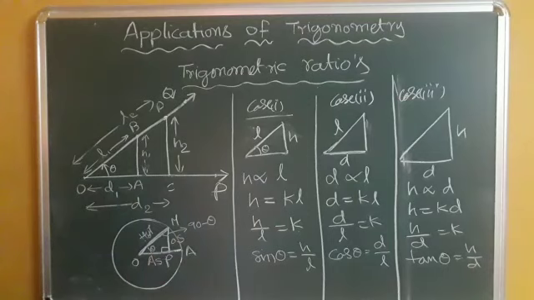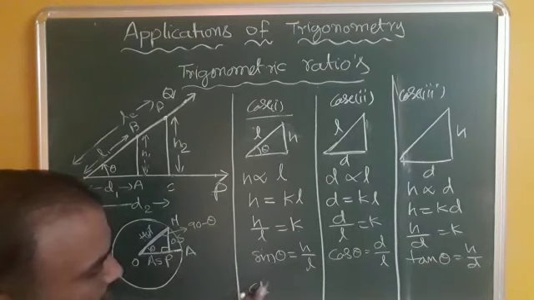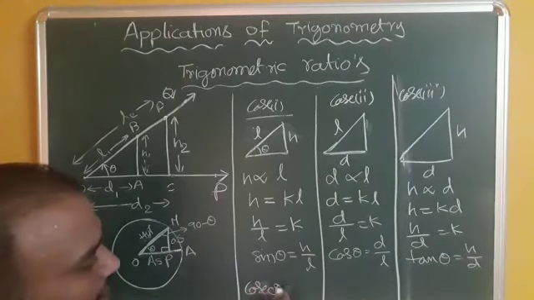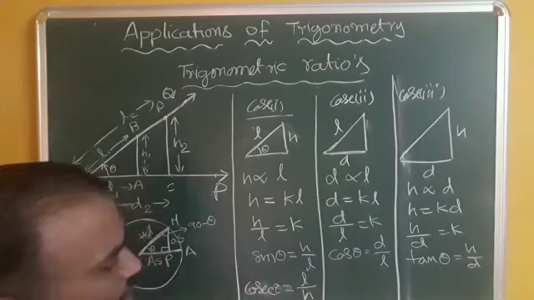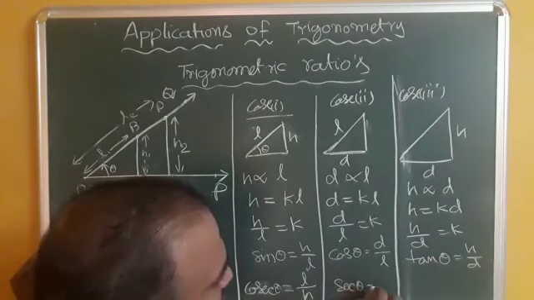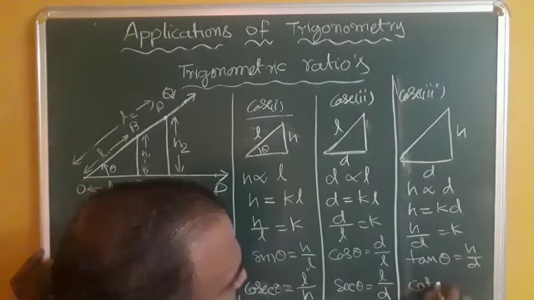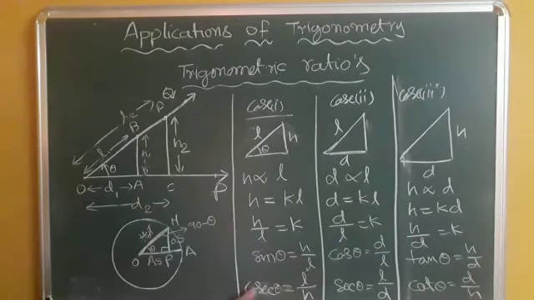And what are the reciprocal ratios? The reciprocal of sin theta is cosecant theta, which is L by H, the hypotenuse by the opposite side. Secant theta is L by D, and cotangent theta is D by H. These three are the main ratios, and these three are their reciprocals.